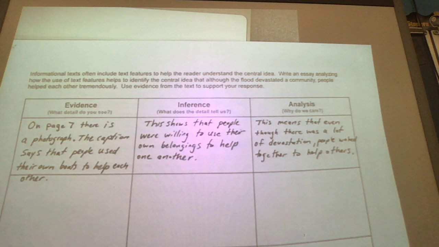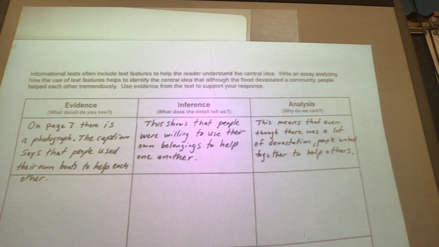Now, in our second column, this is our inferencing. Inferencing is what the detail tells us. And typically, we like you to start those off by saying, this shows. Well, this shows that people were willing to use their own belongings to help one another. And you know, as well as I, that sometimes people are not so sharing. But in this time of need, everybody was really needy. People were really helping one another out, which is great.